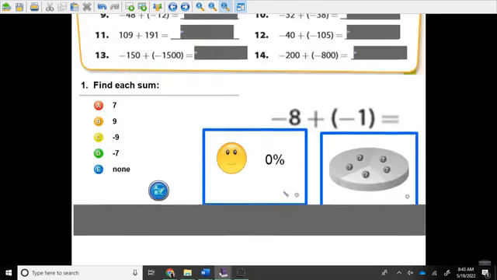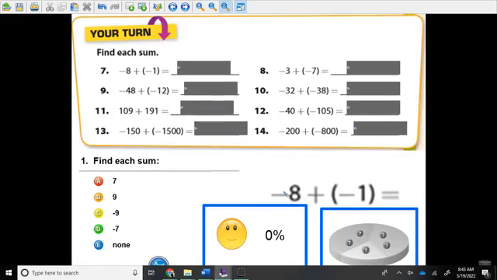All right. Your turn. Go ahead. Pause it now. Okay. So we've got -8 plus -1. 8 plus 1 is 9, and they are both negative. So my answer will be -9. I've got -3 plus -7. 3 plus 7 is 10. Both are negative. Therefore, my answer will be negative. -10.